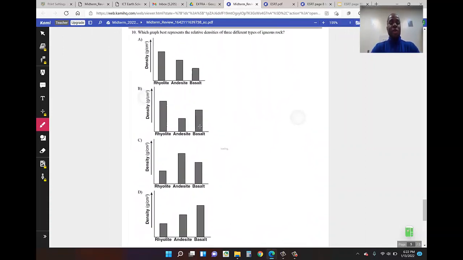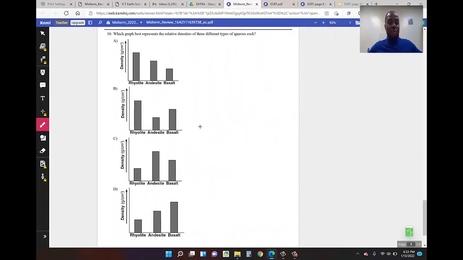Question number 10 says, which graph best represents the relative density of three different types of igneous rock? Relative density. So I have three types of igneous rock here. I have rhyolite, I have andesite, then I have basalt. And we are looking at their density.